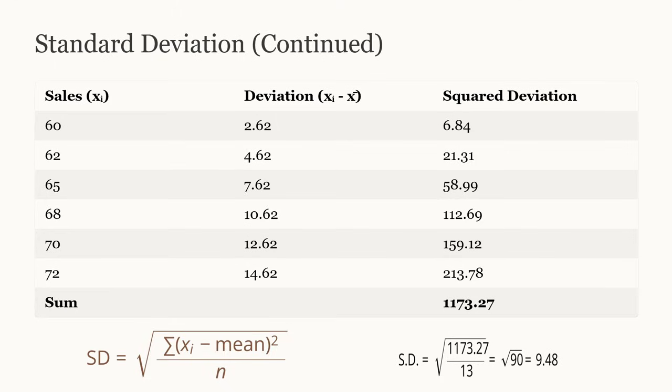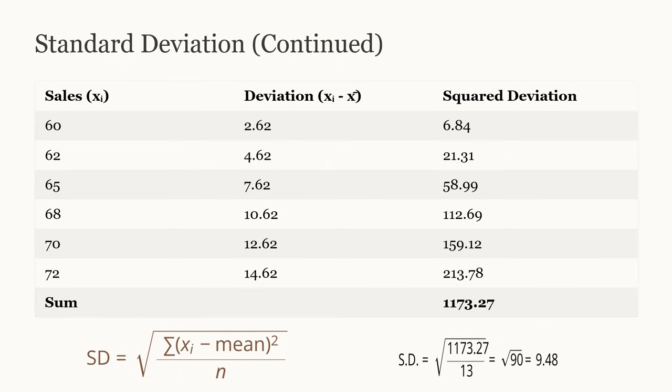The formula for calculating the standard deviation is the square root of the summation of (x minus x bar) squared divided by n. Here the summation obtained is 1173.27 divided by n, that is 13, which is already known to us. The value will come to the square root of 90, and taking the square root of this value, that comes to 9.48. Here again the standard deviation value is found to be smaller.